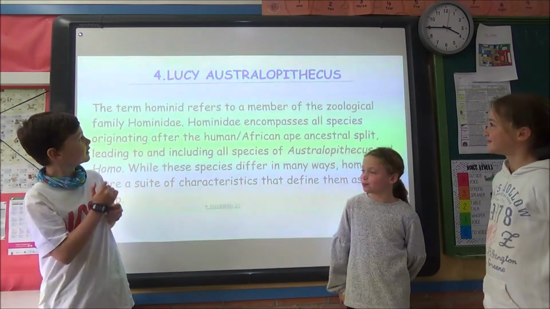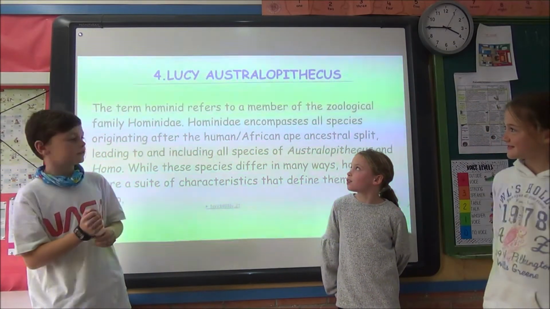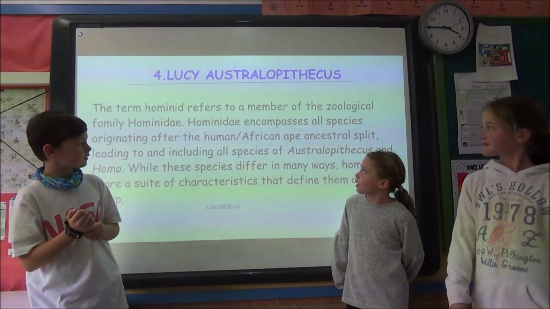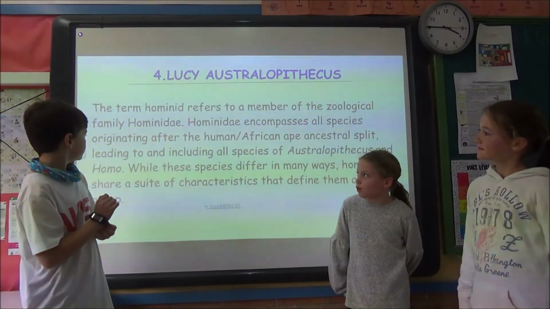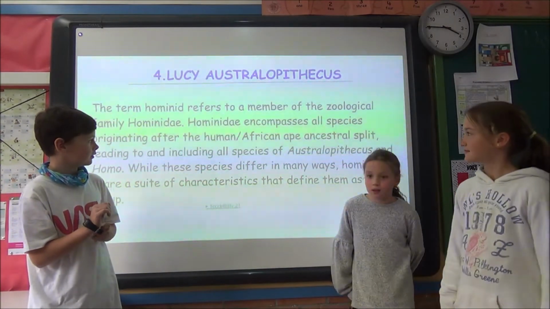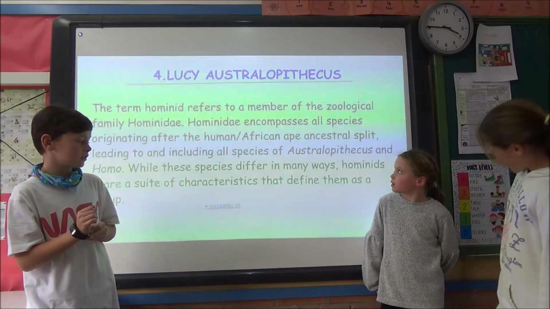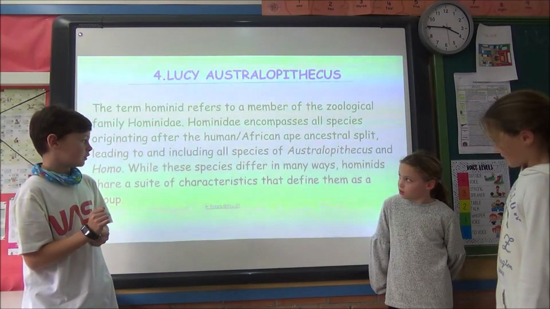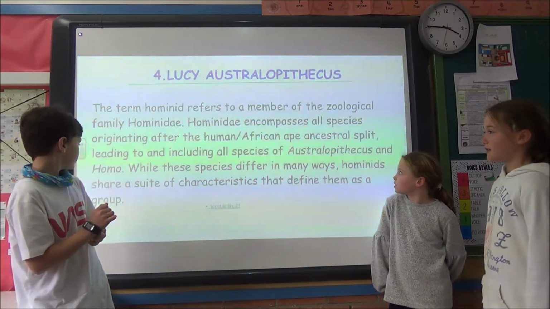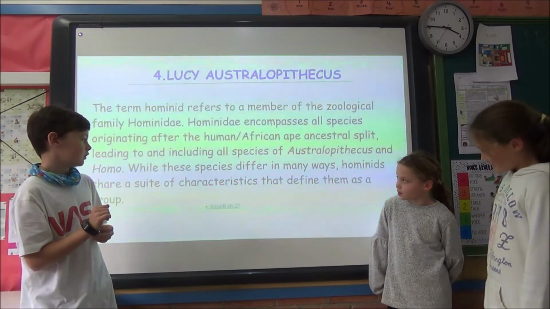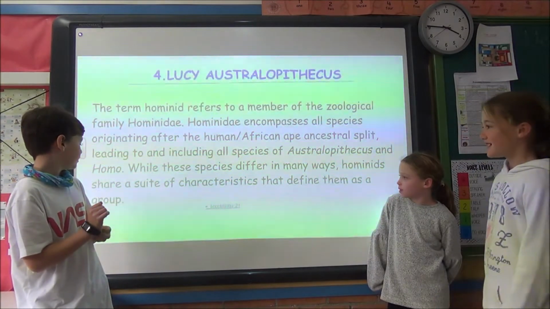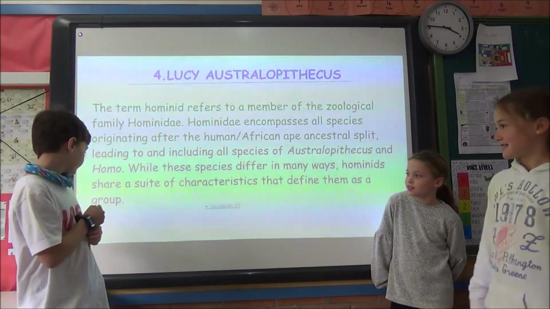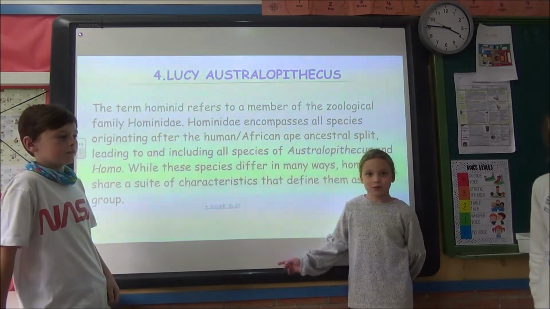Today we're going to explain Lucy the Australopithecus. The term hominid refers to members of the family Hominidae. Hominid encompasses all species originating after the African ape ancestral split, including all species of Australopithecus and Homo. While these species differ in many ways, hominids share a set of characteristics that define them as a group. And this is a video.